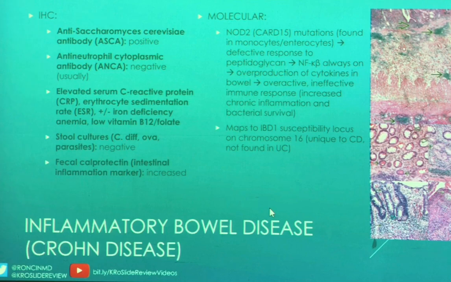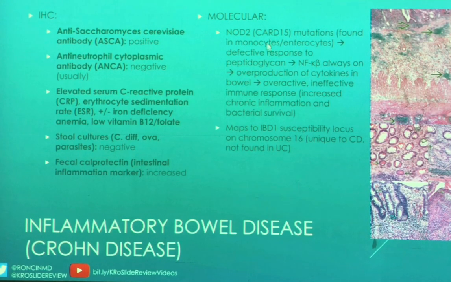So for tests, the two things that are most important to look at is your ASCA should be positive and your ANCA should be negative. This pattern is typically reversed in UC, so it's a good thing to keep in mind. Stool cultures will be negative, and a lot of these other things can be elevated as well, so it could clue clinicians into, hey, maybe we have a Crohn's case, we should do a scope.